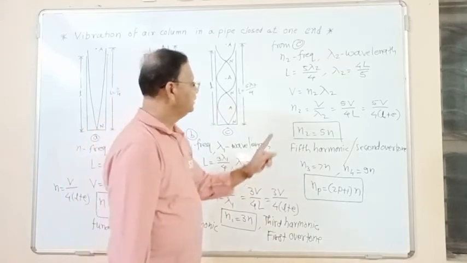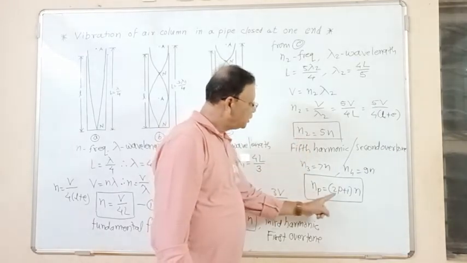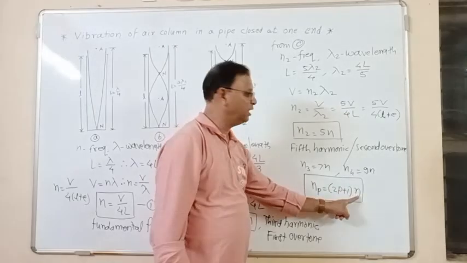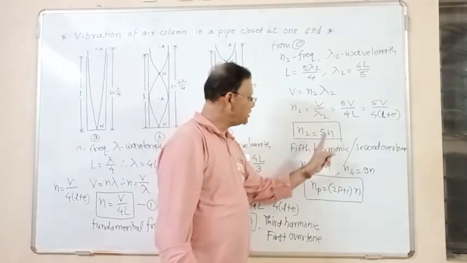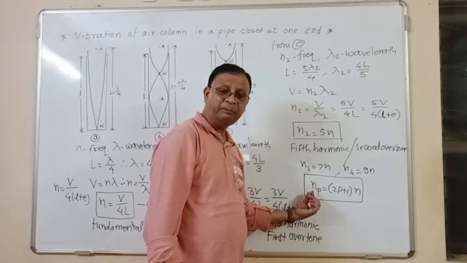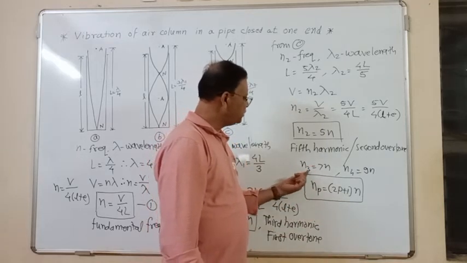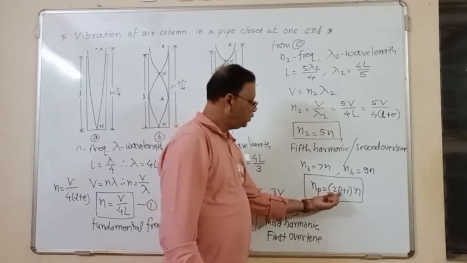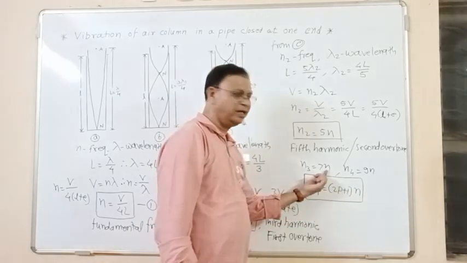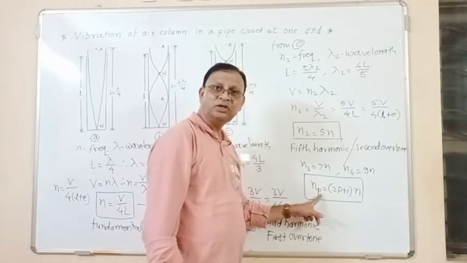Okay, do you get it? Then if we take p is equal to 2, then what happens? 2 into 2 plus 1, that is 4 plus 1, that is 5N. Look here, 5N. This is called the fifth harmonic or second overtone. Similarly, if we take p is equal to 3, so 3 into 2 is 6, 6 plus 1, 7N. It is the seventh harmonic or third overtone.